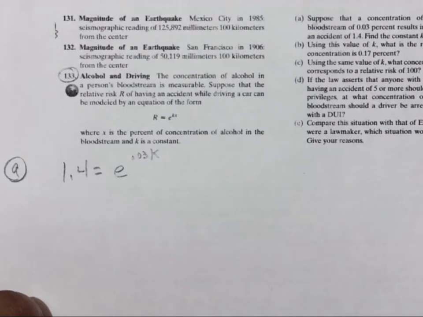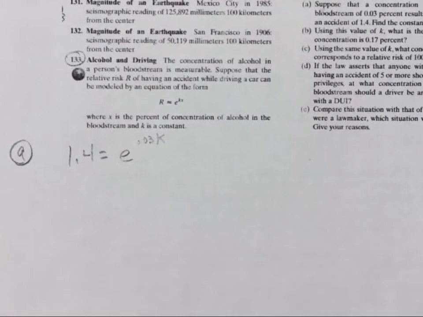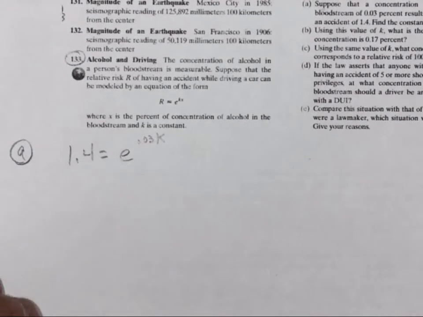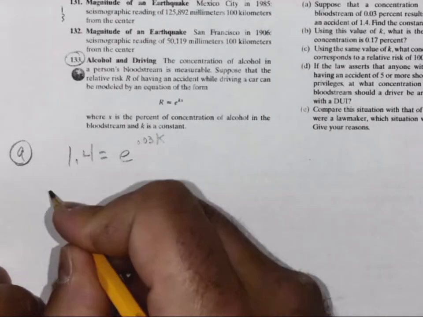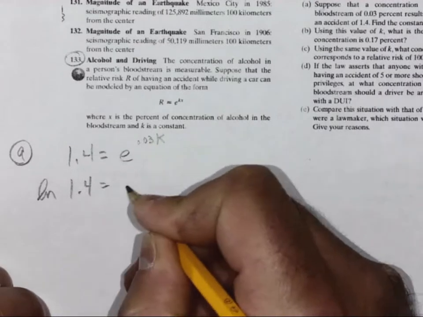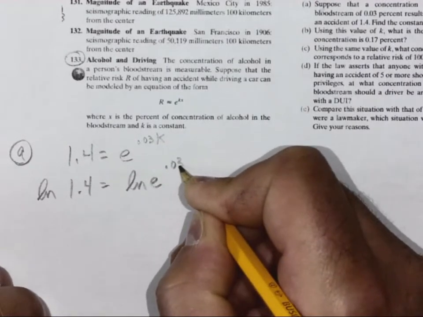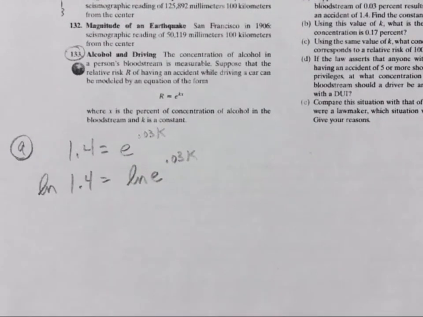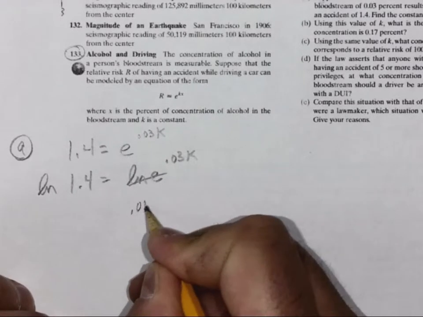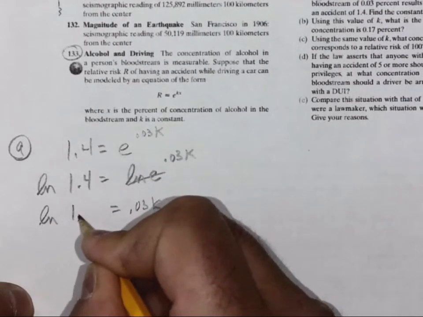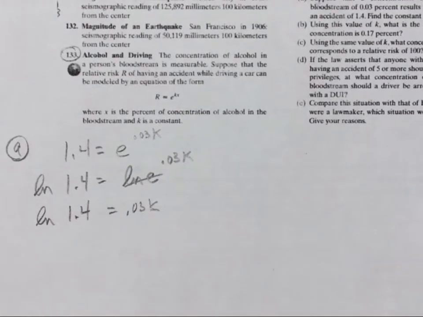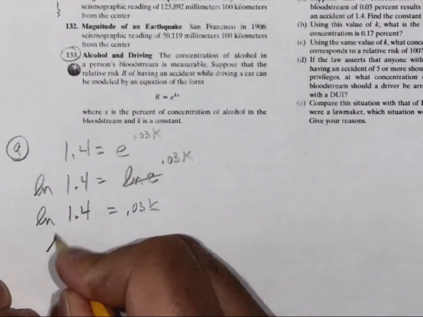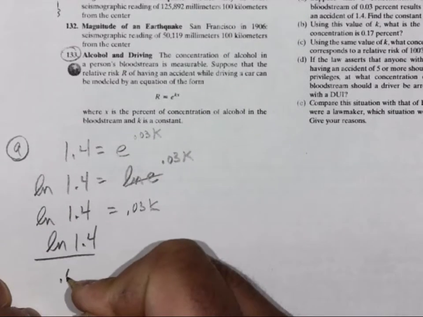So this is solving an exponential equation. So we're going to use logarithms to do that. So I'm going to do the ln, since I've got an e here, and those are inverses. I'm going to do ln of both sides. Got to do it to both sides because it's an equation, and I got to keep it balanced. Ln and e cancel, so that just gives me 0.03k. And so then if I divide ln of 1.4 by 0.03, that'll give me the value for k.